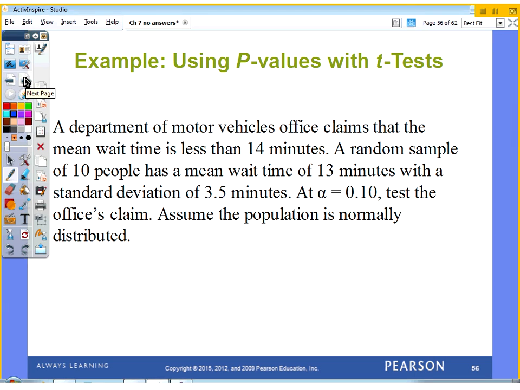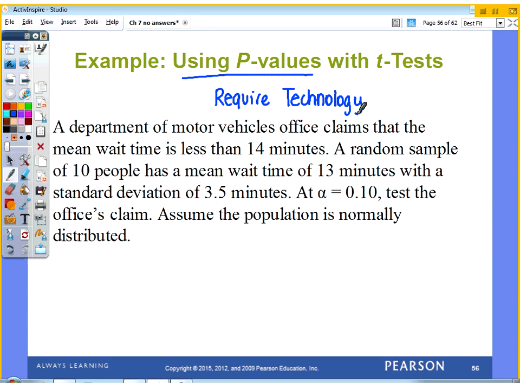Now, if you'll look at this example, they say to use p-values with the t-test. In order to do that, it's going to require you using some type of technology. So for those of you who have graphing calculators, great, you can work the problem. If you had some type of statistical package, you could work it. But we don't require that in class. So we cannot work this without some help.